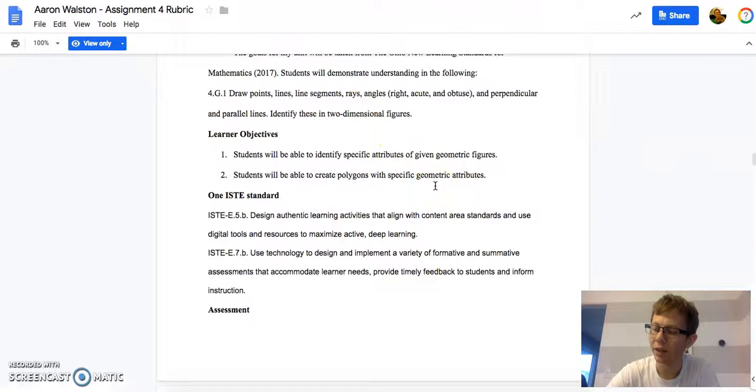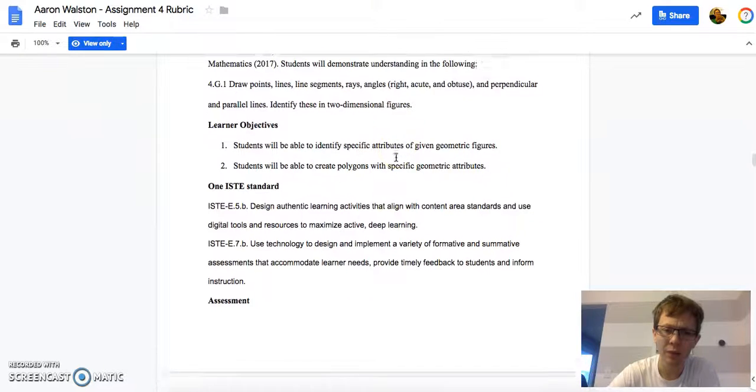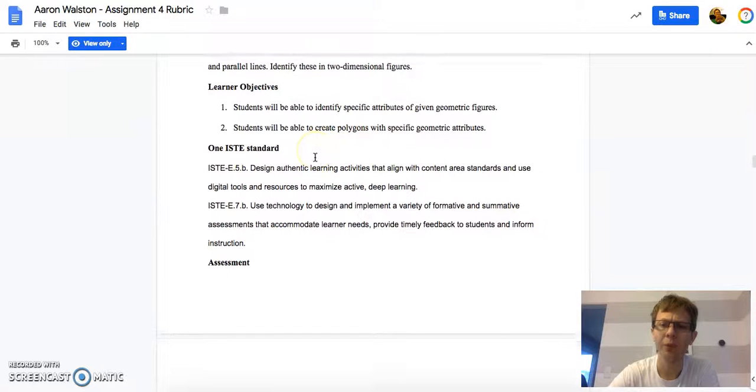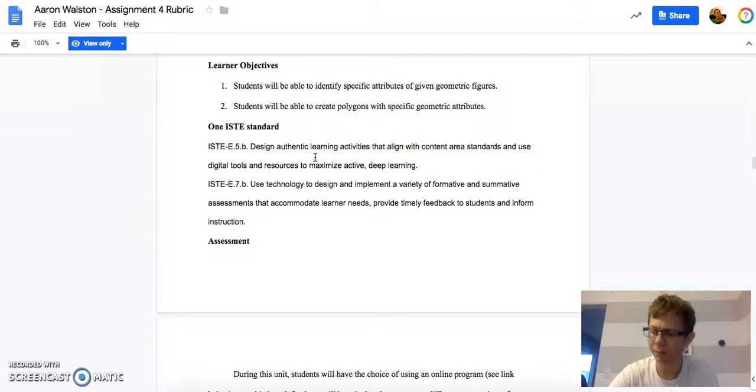Did it yield appropriate evidence to the identified understandings? I would say yeah, it did, because the students had to create polygons with given attributes, and the majority of them were able to do that, and they were able to identify specific points, lines, planes, and things like that. They were able to do that with my formative assessments.